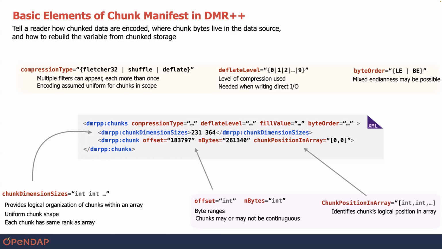And then we have below that one or more chunk elements. Each chunk element has three required attributes. The offset, that's the byte offset of where the information begins in the file or object. N bytes, that's the number of bytes. So those two things tell you the size of the chunk, how many bytes you need to pull out of the object to get the chunk. And then the chunk position in the array. Again, that gives you the logical position of the chunk in the array.